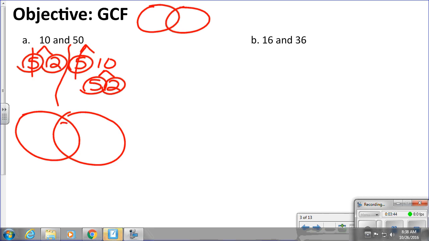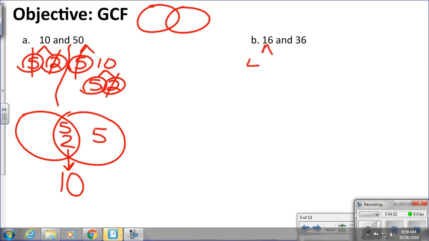5 matches with 5. 2 matches with 2. 5 doesn't match with anything. 5 times 2 is 10. Please make sure that in those circles, everything you do with those circles is multiplying. It's not adding. So you should not have a 7 here. It is 10.